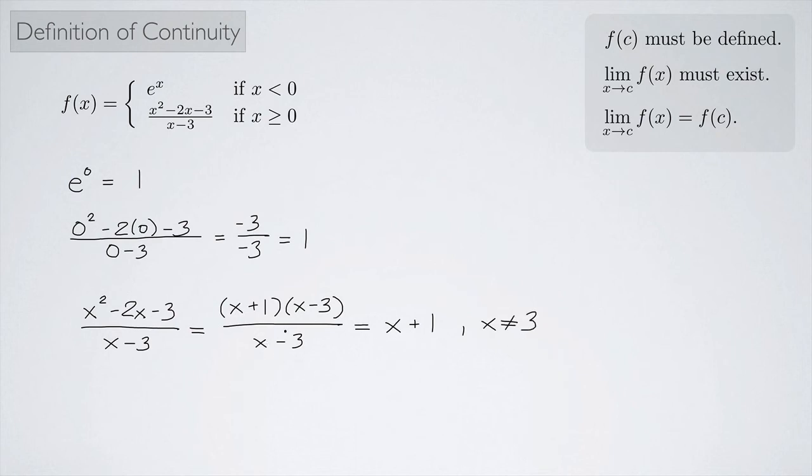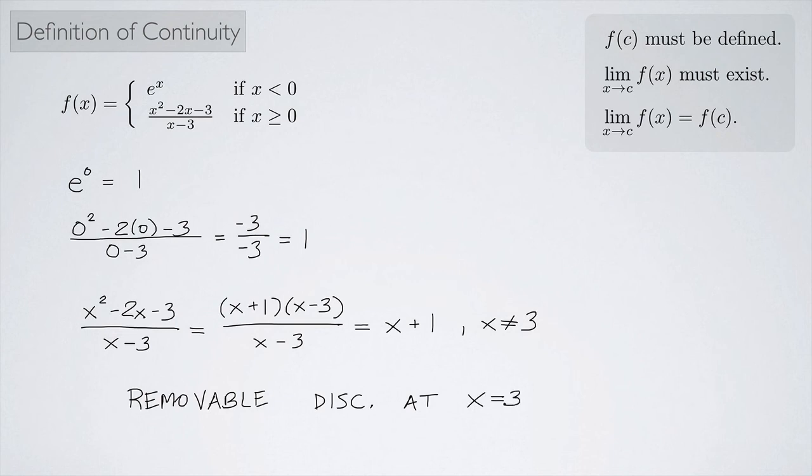So let's see here. What happens when x does equal 3? Well, then we have a removable discontinuity. This graph is going to look like the line x plus 1, but at x equaling 3, there's going to be a hole. So we have a removable discontinuity at x equals 3.